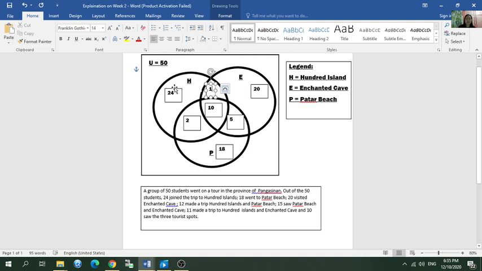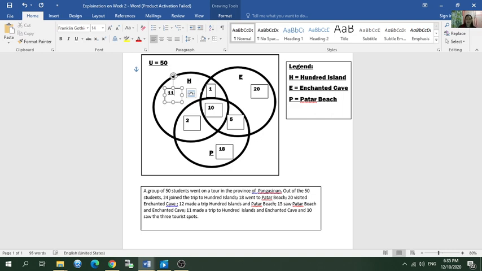Okay, gaya ng sinabi ko kanina, dapat lahat ito ay 24. Tama? So, kapag i-add mo lahat ito, it is just 13. So, ilan pa yung idadagdag natin para mabuo natin yung 24 dito sa 100 Island? So, 24 minus 13, and that is 11.